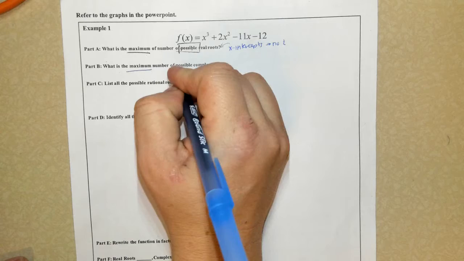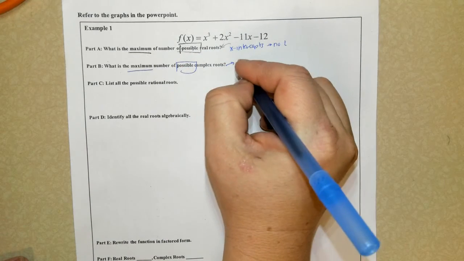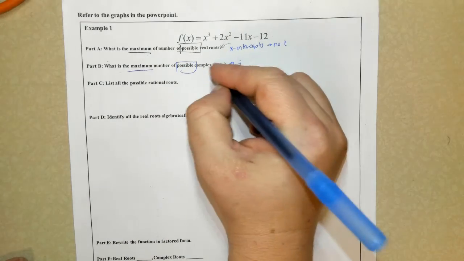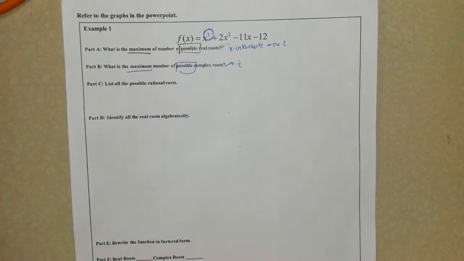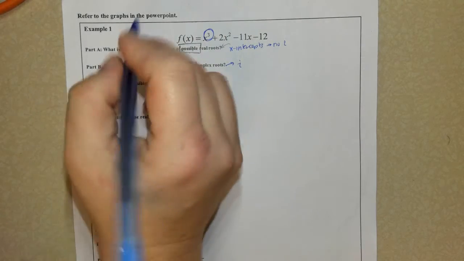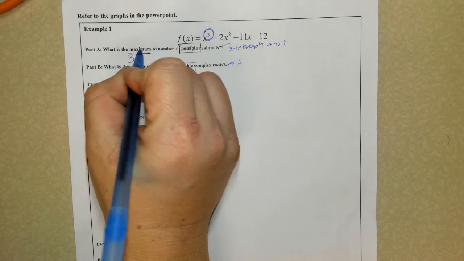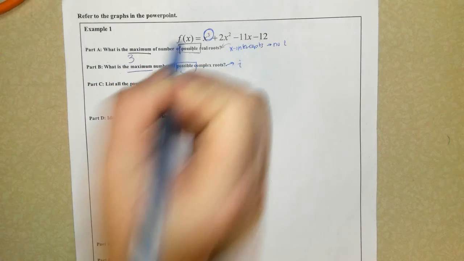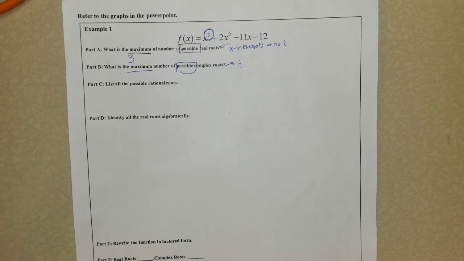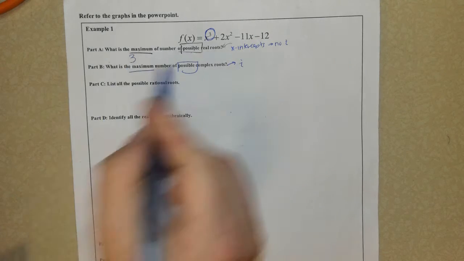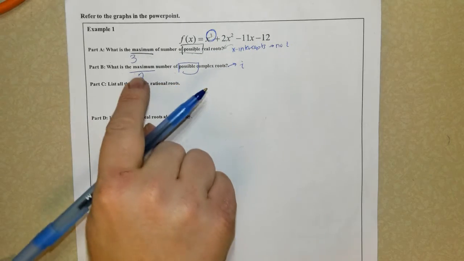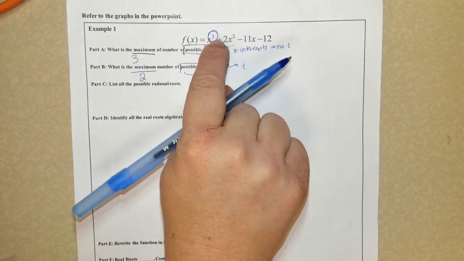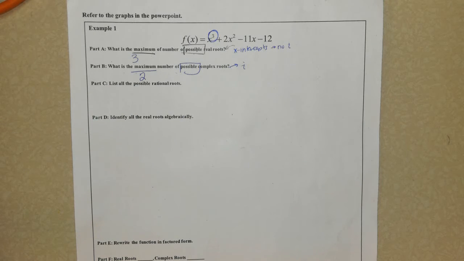Maximum number of possible complex would be your solutions that contain i's. Remember, they do come in pairs of 2. So to do that, I am going to focus on the degree. This is degree 3. That means there's a maximum of a possibility of 3 real roots. That's the maximum, the most. It could have 0, 1, 2, or 3, 3 being the maximum. The maximum number of complex would be 2. I can fit 2 i's into 3, knowing they come in pairs of 2.